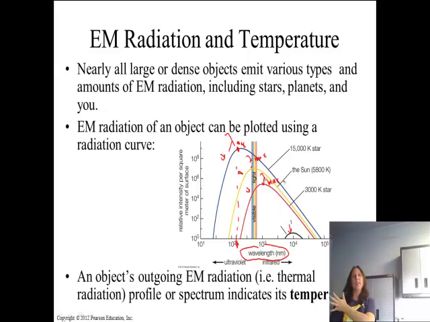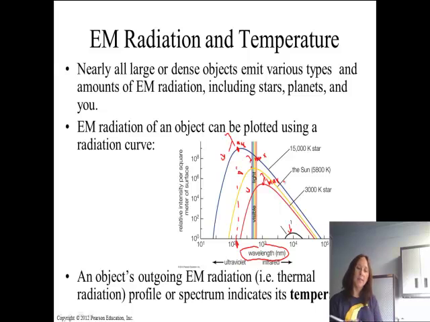So when I talk about Wien's and Stefan-Boltzmann's law in a minute, that is one of the characteristics for gauging the temperature of an object. You'll see that the warmer it is, the hotter it is, the peak is going to be here at the shorter wavelength. Okay, the cooler it is, the peak is going to be over here at the longer wavelength.